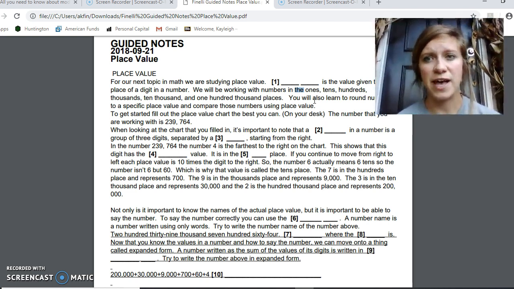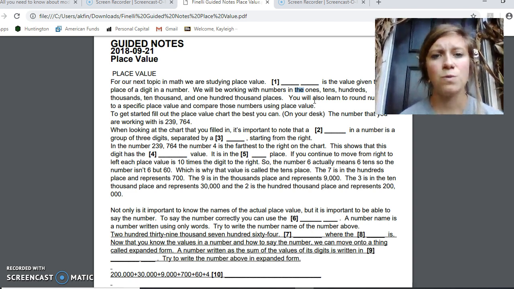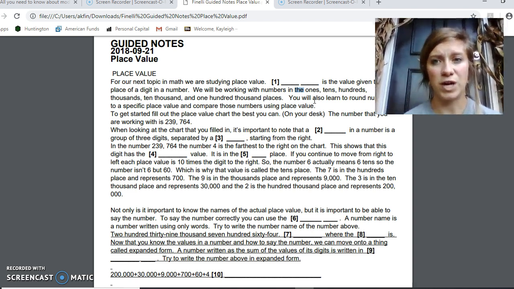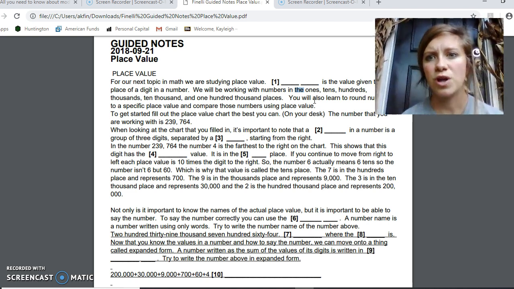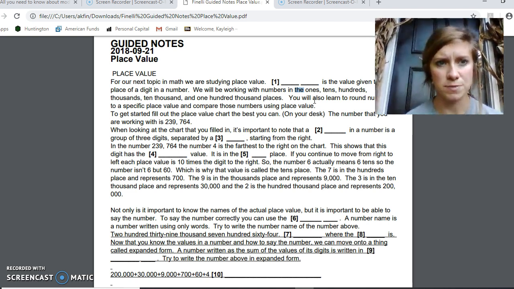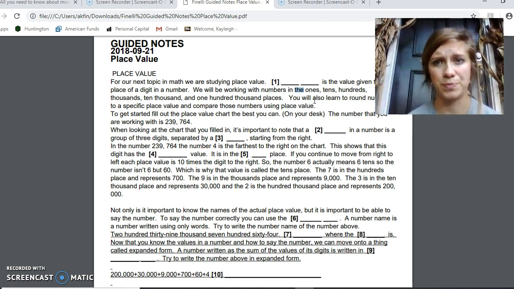But anyways, place value is the value given to the place of a digit in a number. We will be working with numbers in the ones, tens, hundreds, thousands, 10,000, and 100,000 places. You will also learn to round numbers, and you will also learn how to compare those numbers using place value.